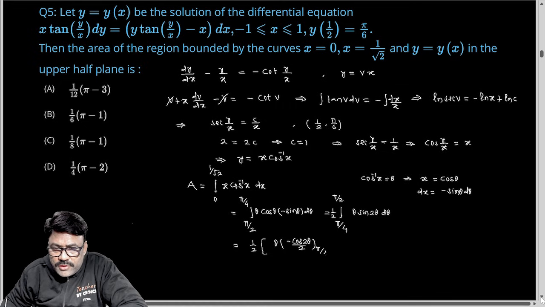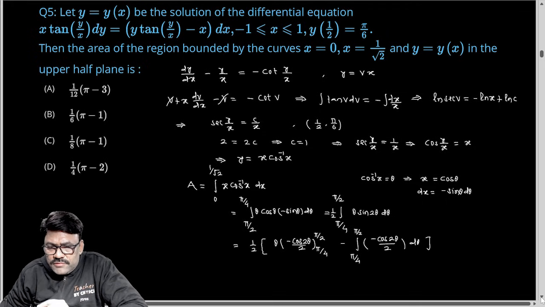Pi by 4 to pi by 2. Then minus a new integration. Derivative of theta is 1. Integration of sine 2 theta is minus cos 2 theta by 2 d theta. Limit is pi by 4 to pi by 2. Now just substitute the limit here, upper limit, lower limit.